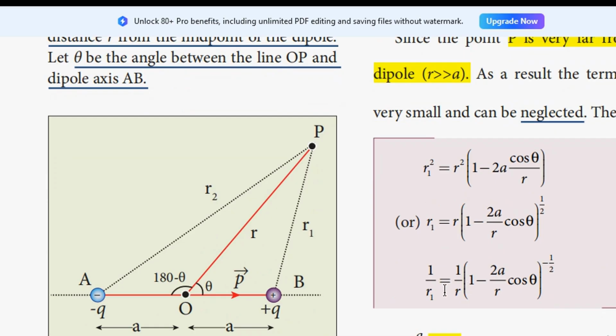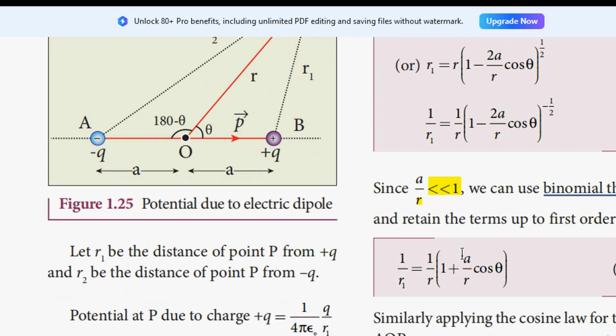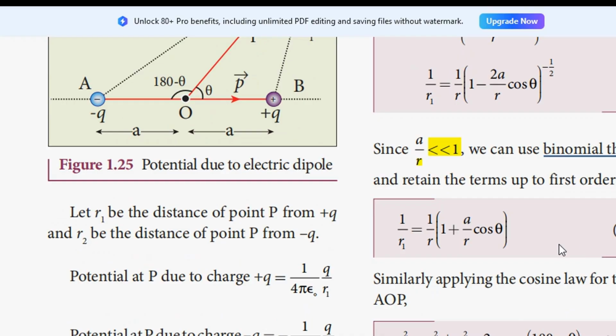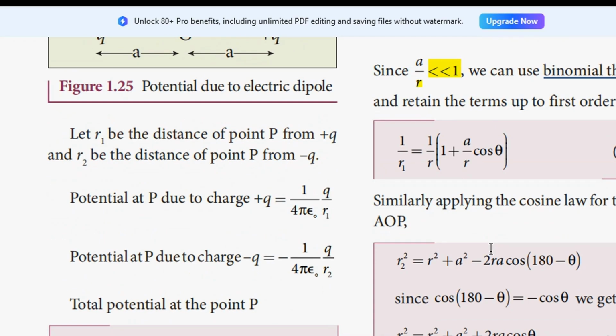And that can be written as 1 by R1 equal to 1 by R into 1 minus 2A by R cos theta power minus half. Since A by R is very much less than 1, we can use binomial theorem and retain the terms up to the first order. So we get the equation 1.36 like this: 1 by R1 equal to 1 by R into 1 plus A by R cos theta.